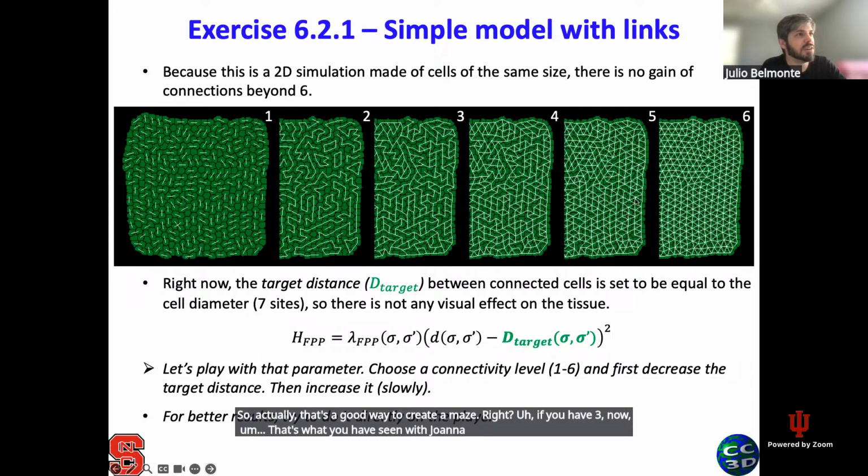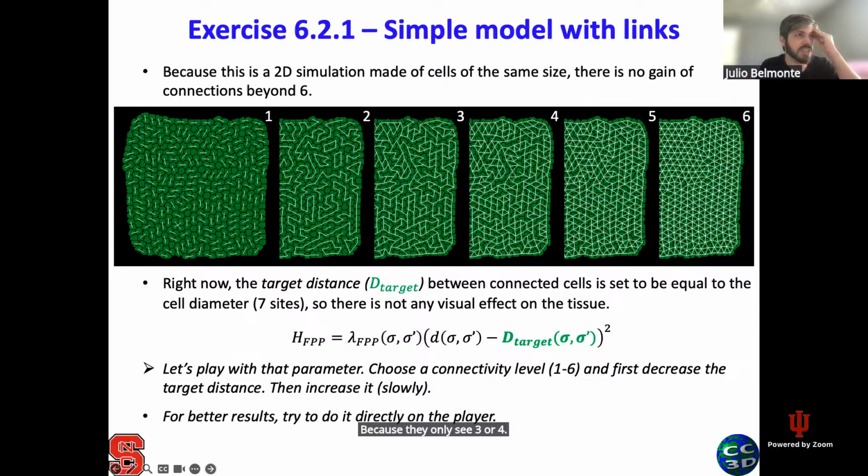Then four, five, and when you select six, basically every cell is connected to each other, except for the cells on the boundary. They cannot have six because they only see three or four. But every cell in the bulk has about six neighbors, right? So this is for you to see how this parameter controls it. So maybe one more cell, maybe one less cell.